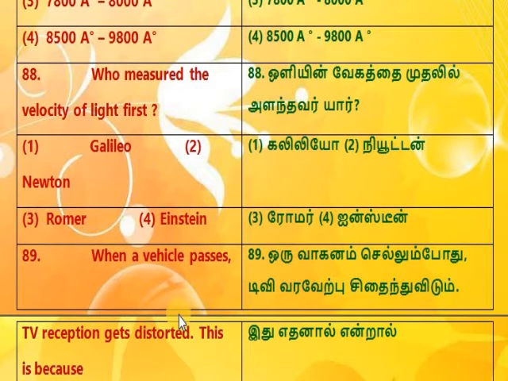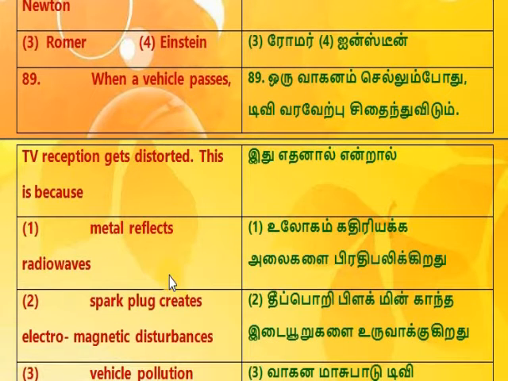88. Who measured the velocity of light first? 1. Galileo, 2. Newton, 3. Romer, 4. Einstein.